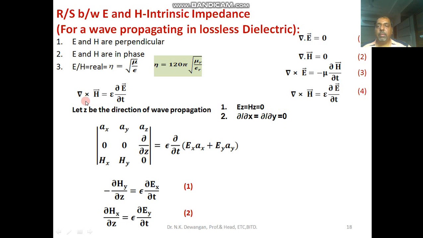So here we write the value of curl H in determinant form. Hz will be 0, del by del x will be 0 here, del by del y will be 0. So I have written 0 0, and on the right hand side epsilon del by del t of Ex ax plus Ey ay. You compare component-wise, for the x component and y component, you will get equation number 1, and for the y component when we compare we get this equation.